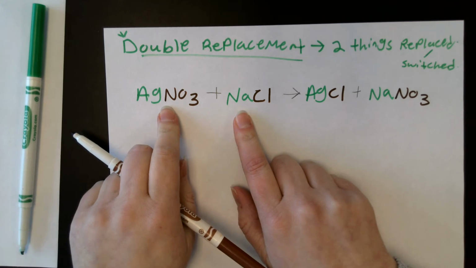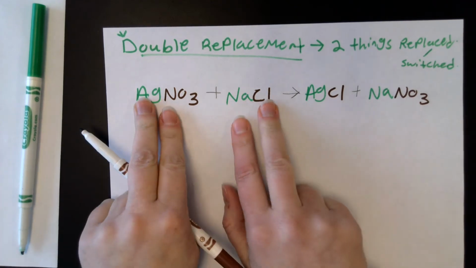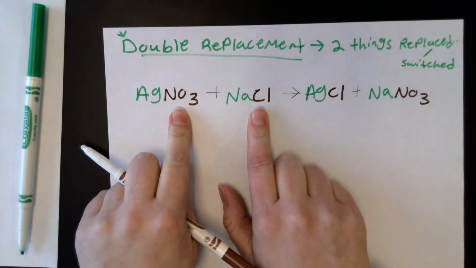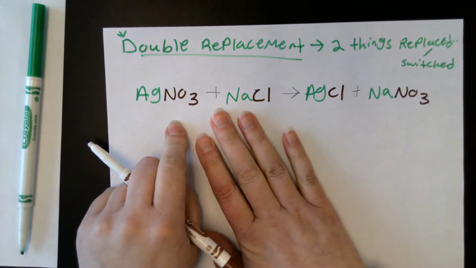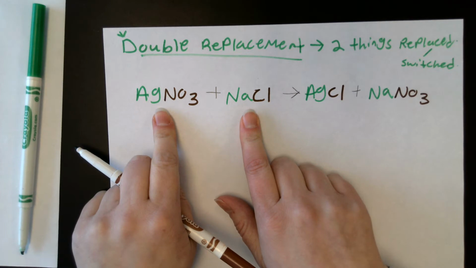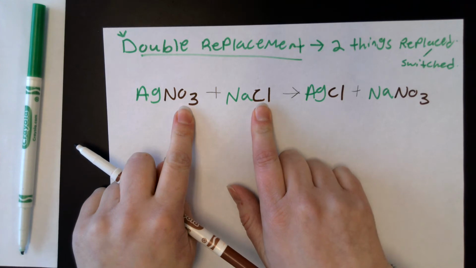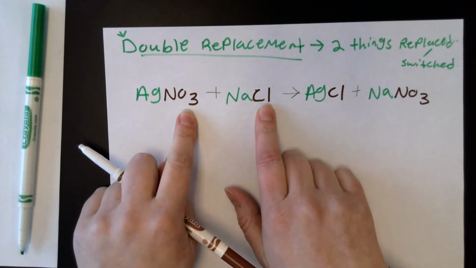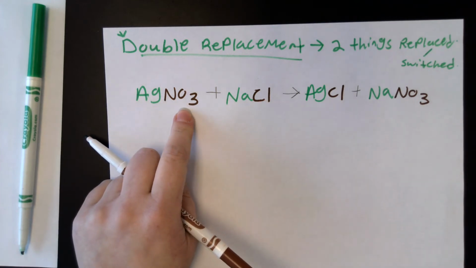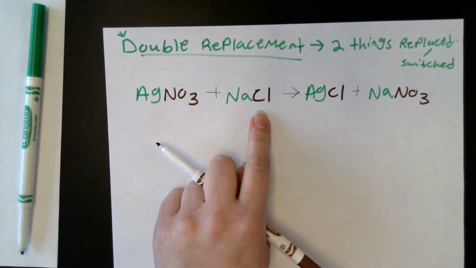Notice on your reactant side, we have 2 separate things and 4 total elements. So that is something that a double replacement should have. It should have 2 separate compounds and at least 4 like pieces to it, whether it's 4 different elements or a polyatomic and 3 other elements, or the polyatomic takes up a space. So there should be 4 things.